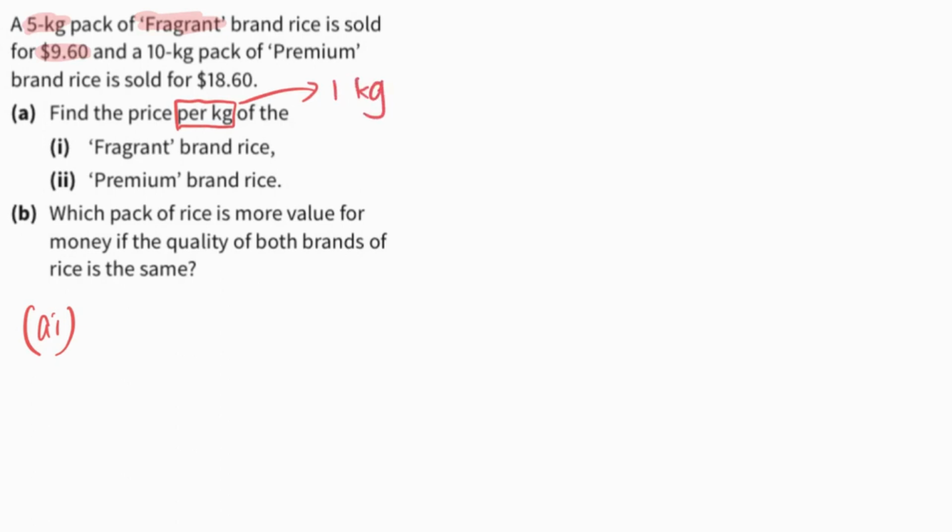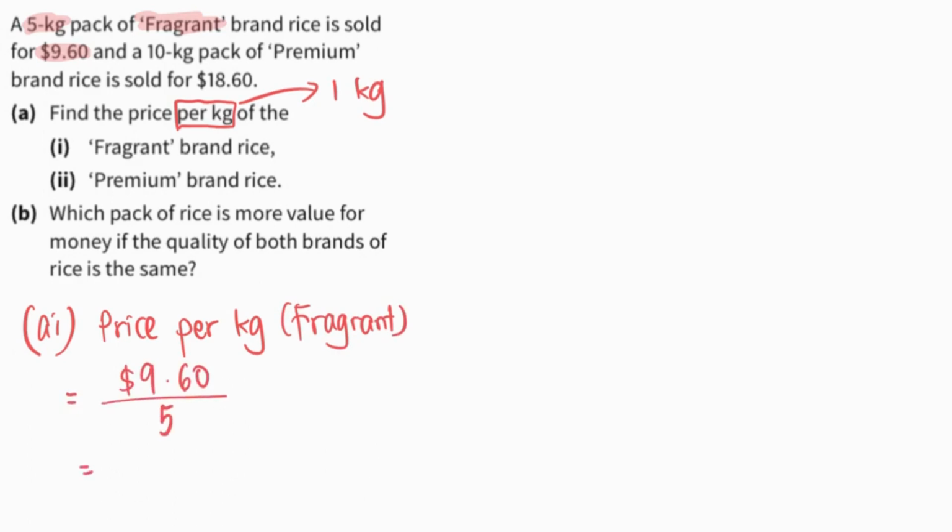Alright, so the price per kg for fragrant is simply $9.60 divided by 5 kg, and that will give me $1.92 for each kg. Okay, next, we would then have part 2, where we are talking about the premium rice at 10 kg. They give me this price.